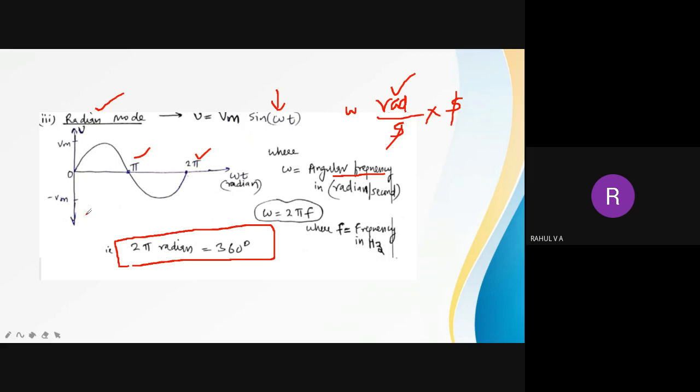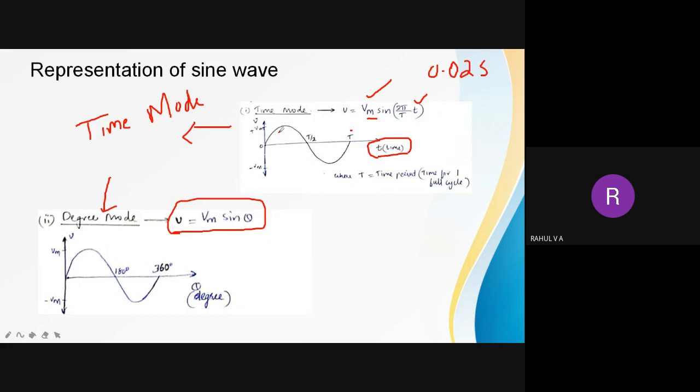And it is almost similar to time mode, because you can see that it is represented as V equals Vm sin omega t. Omega means 2 pi f, or we know that frequency is 1 by time period, so omega is actually 2 pi by T. So here you can see it is the same: Vm sin omega t. Instead of omega I can write 2 pi by T.